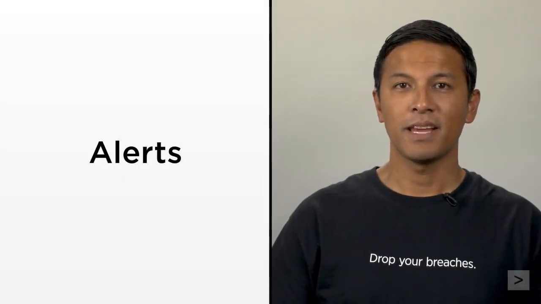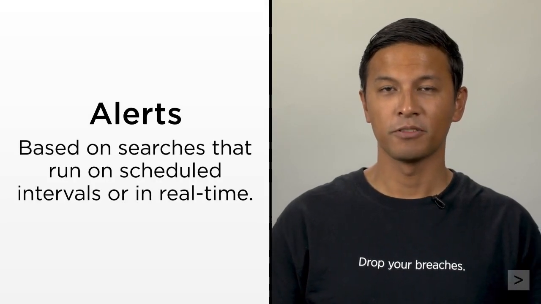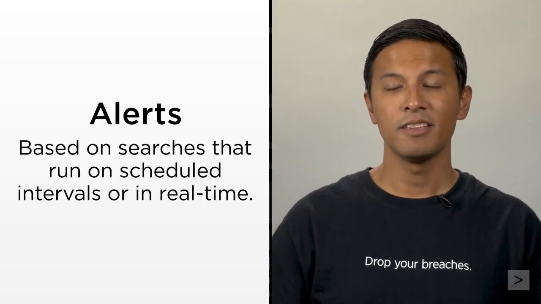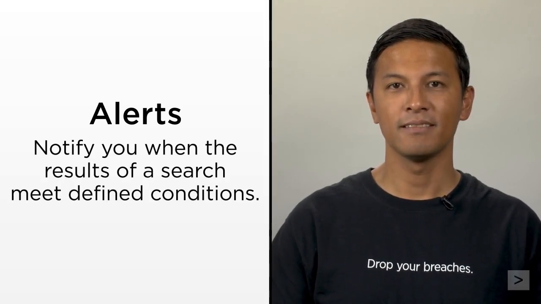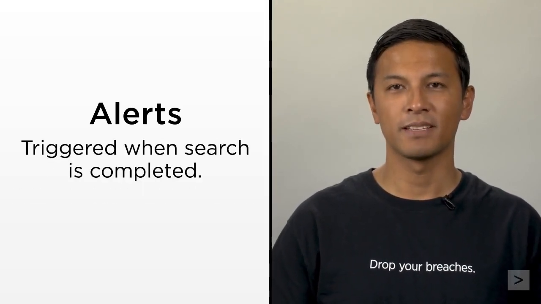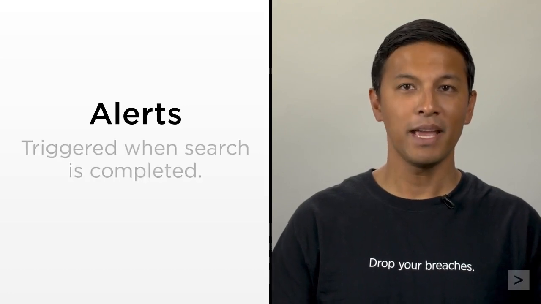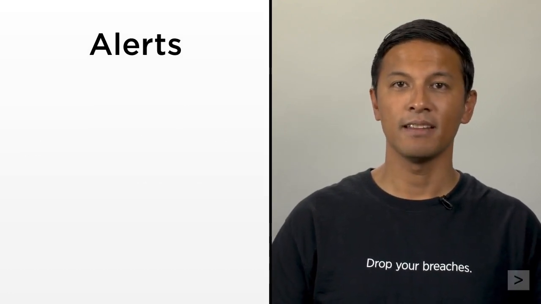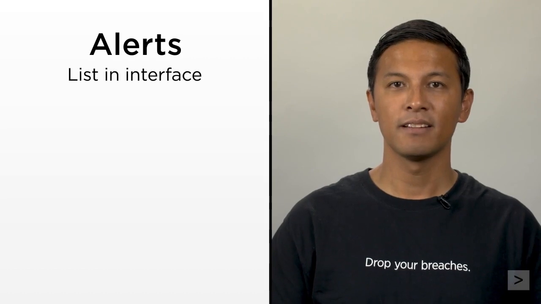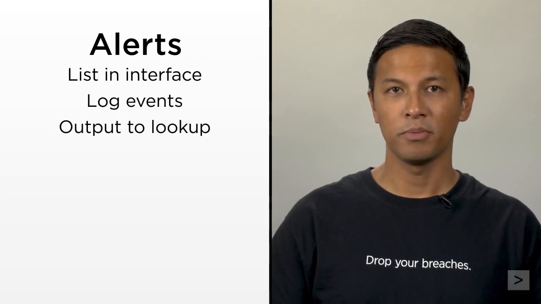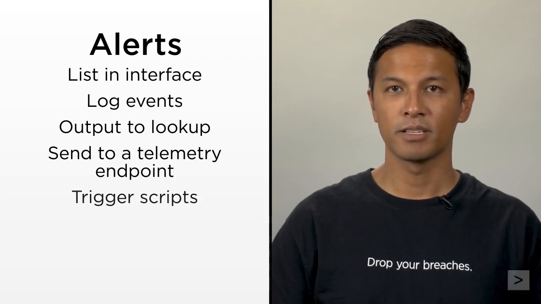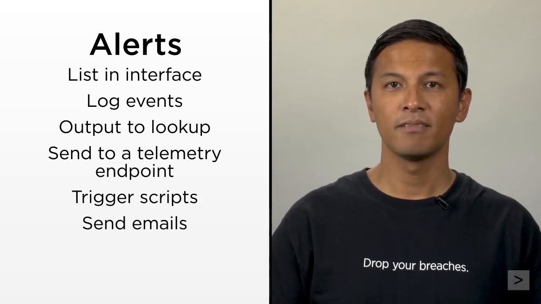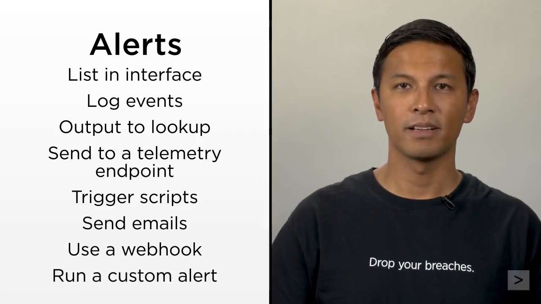Splunk alerts are based on searches that run on a scheduled interval or in real time. You can have Splunk alert you when the results of the search meet a defined condition. Alerts are triggered once the search is completed. Based on your needs, alerts can list in the Splunk interface, log the event, be outputted to a lookup, sent to a telemetry endpoint, run scripts, send emails, use webhooks, or run a custom alert.